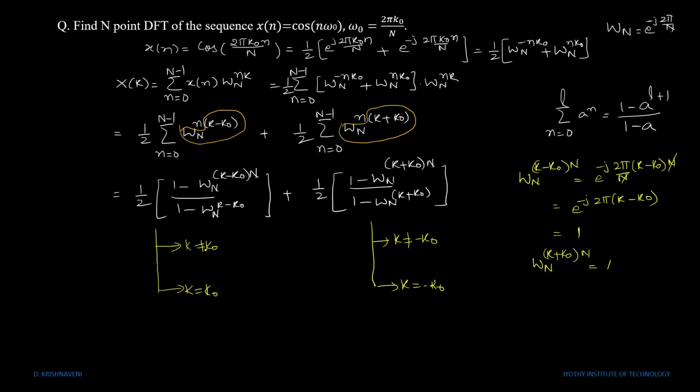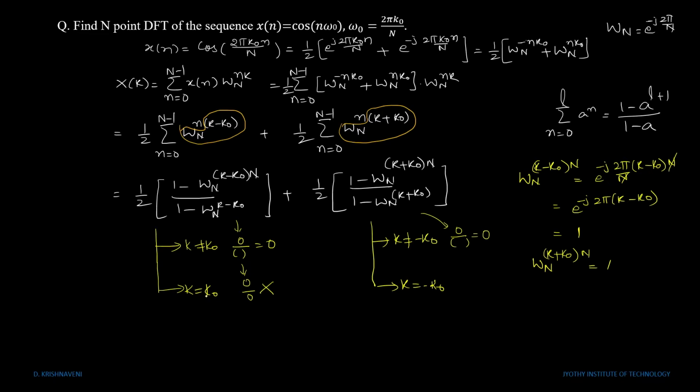So when k is not equal to k naught, this result will be 0 divided by some denominator which is non-zero. In this case also, when k is not equal to minus k naught, the denominator will not be 0, and this summation will be 0 by 1 minus WN to the power of (k plus k naught). So 0 by anything is 0. Now, when k equal to k naught in the first case, you substitute k equal to k naught, WN to the power of 0 is 1, so 1 minus 1 will be 0. So you will get 0 by 0. This solution, whatever we had got, gives 0 by 0, which cannot be taken.